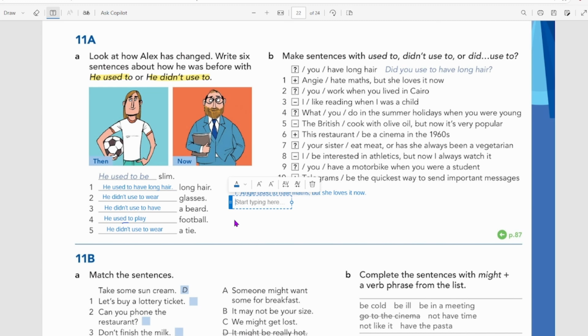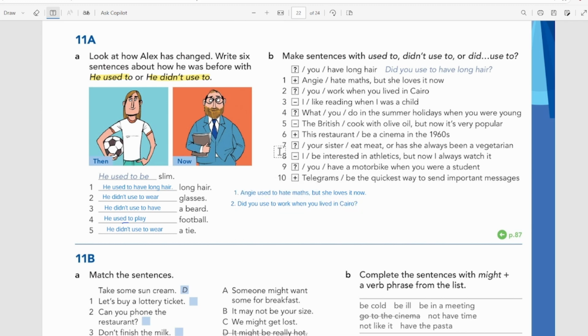So number 2, question. You work when you lived in Cairo. So, did you used to work when you lived in Cairo?